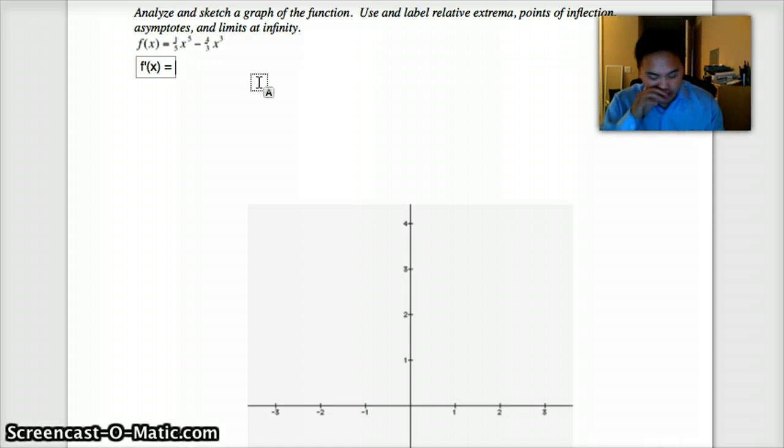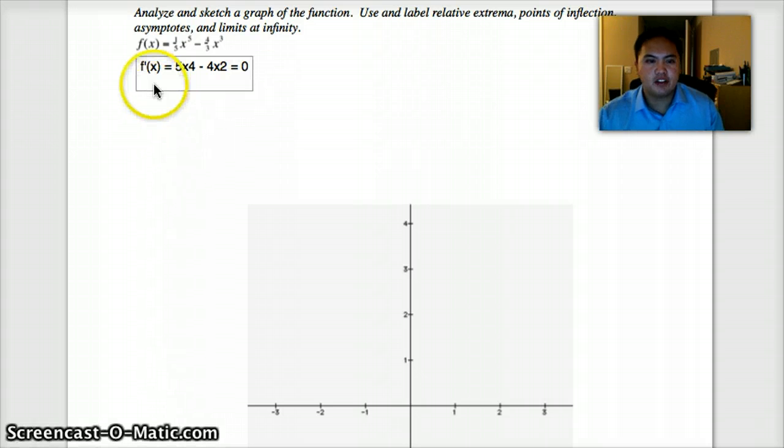What's the derivative of this one? Yeah, it's going to be 5x to the fourth minus 4x squared. Okay, so far? Then I'm going to set the derivative equal to 0. I will then factor it. x squared is in the factor of both of them. I'll get 5x squared, and I'll get minus 4 on the inside.